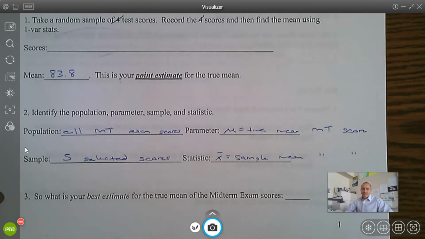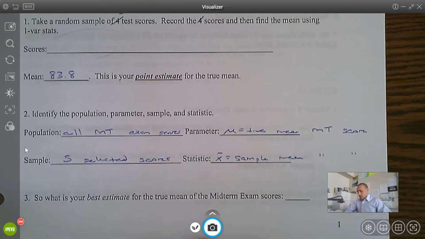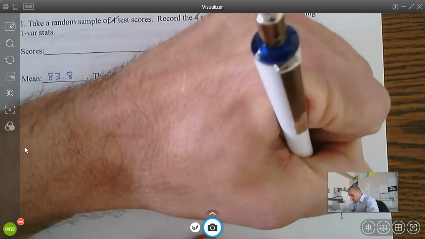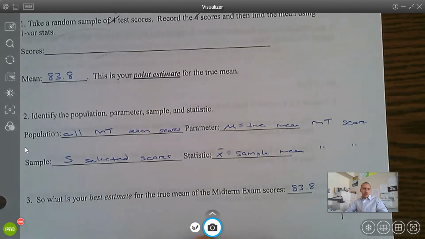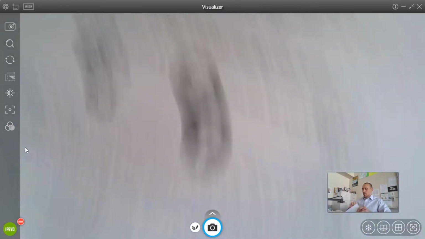So what is your best estimate for the real mean? I mentioned this just a minute ago. So think about that, see if you can fill that in. The best estimate is our point estimate. So for me, it's 83.8. For you, your set of data could be different. Most likely it is, but it's the average of your 5 scores.